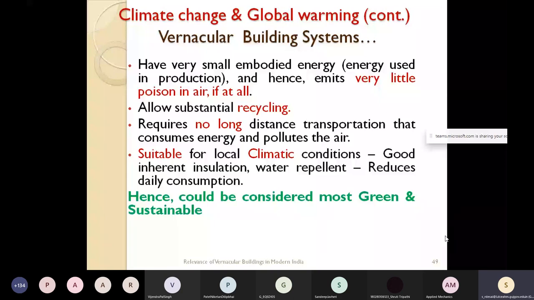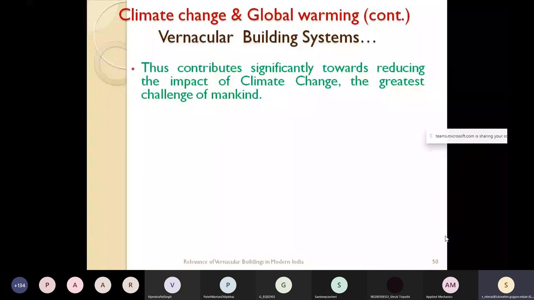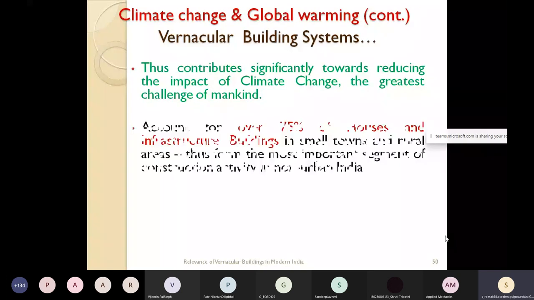Today, with all this Western influence, we are talking about green architecture and all that, but we have these wonderful examples in our backyard, all right? If you continue using vernacular systems, they will contribute significantly towards reducing the impact of climate change. To me, this is the greatest disaster, the climate change. Not earthquake, not cyclone. They come and go, but this thing is going to be there. And this is going to create changes which are very, very scary. And we have to be scared, all right? Then only we'll do something about it.